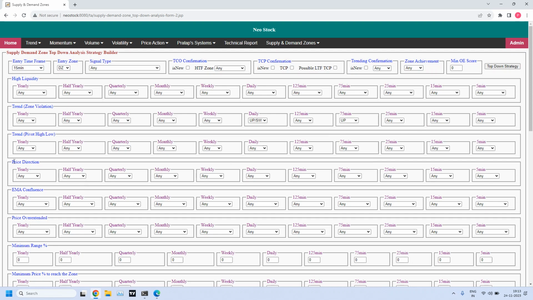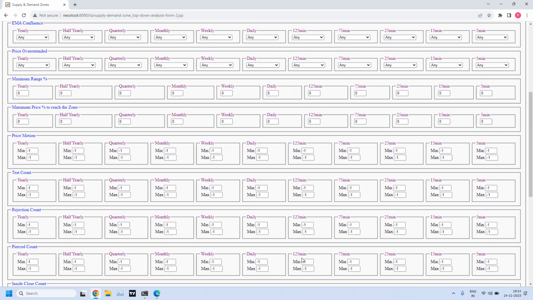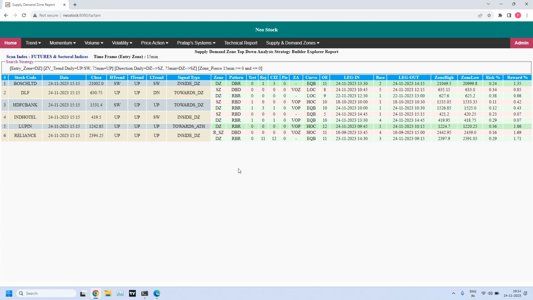And when it comes to price direction, for your daily price direction for bullish setup, the first condition is demand zone to supply zone. 75 minutes also demand zone to supply zone. And we don't want pierced zones. So setting the pierced count for 15 minutes, this time 15 minutes pierced count 0. Minimum 0, maximum 0. That means we want only the zones having pierced count 0. Let us filter the stocks. The total 6 stocks are filtered.